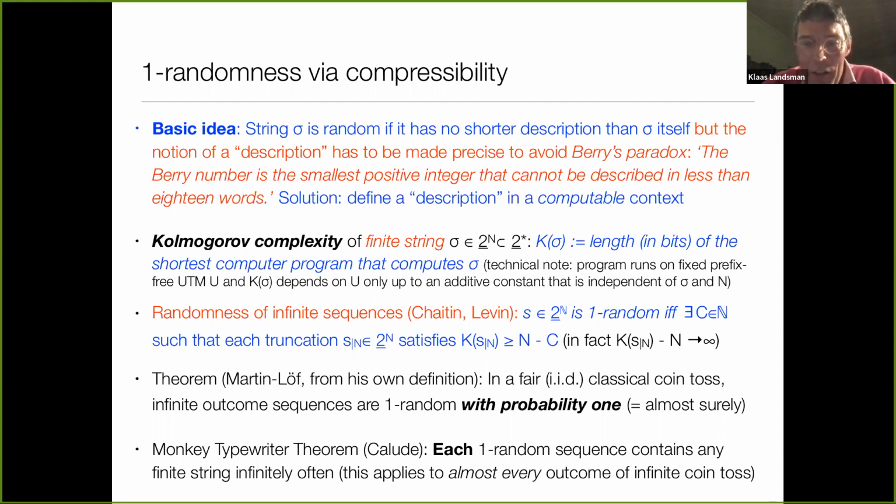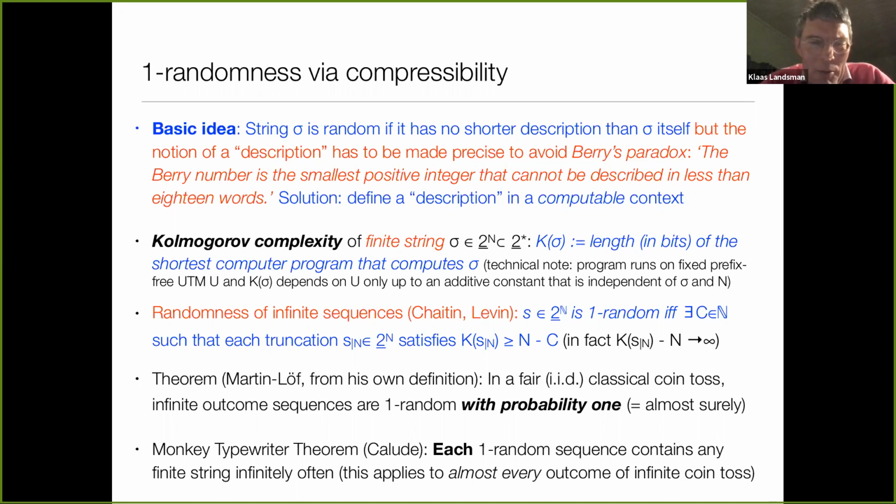And then the definition is that an infinite binary string is one random if there is a constant c such that each truncation, so s sub n, so s truncated to its first n digits, actually has a Kolmogorov complexity greater or equal than n minus c, which in fact implies that the Kolmogorov complexity continues to dominate n. That's an interesting theorem, but the idea is the same as in the finite case.